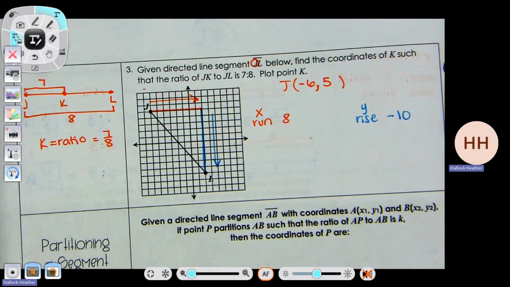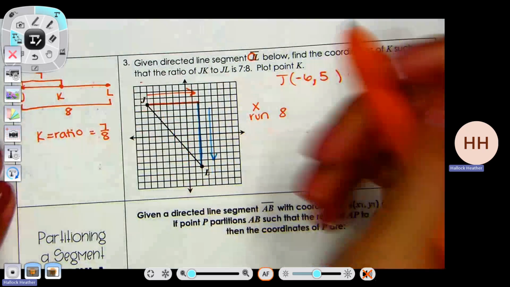When you're counting how much you're going, you're counting the first part where you start, and then you finish it. So run is 8. I'm going down 10. That's why it's negative. And now you have to think conceptually. I'm not going this whole distance. I'm going 7/8 of the way. But it's okay. You have a calculator. You do not need to do this in your brain.